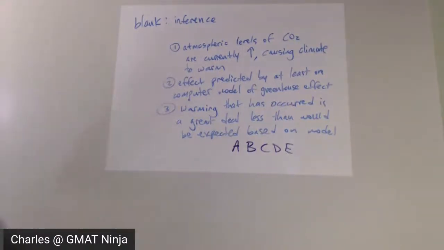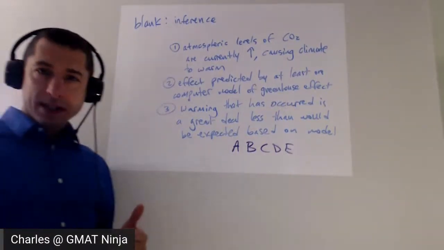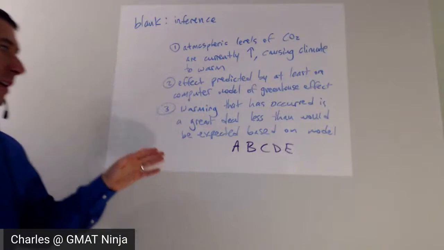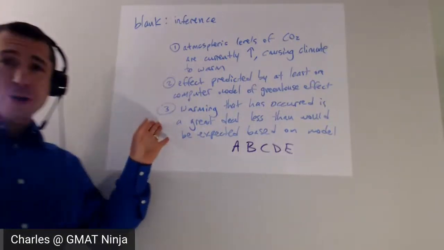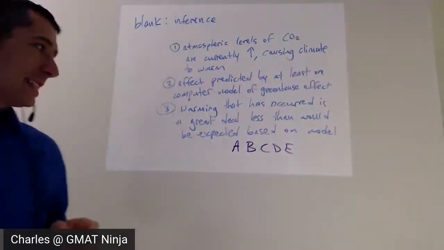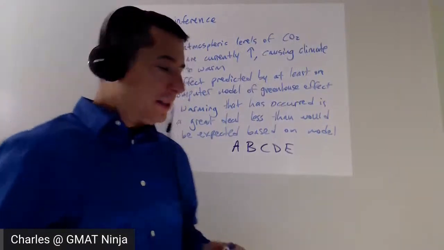This effect, this greenhouse effect, is predicted by at least one computer model. Fine. And now here comes the fun part. The warming that has occurred so far is a great deal less than would be expected based on the model.